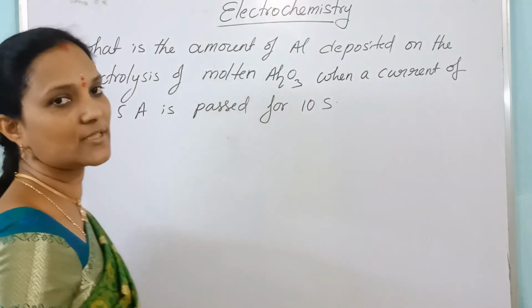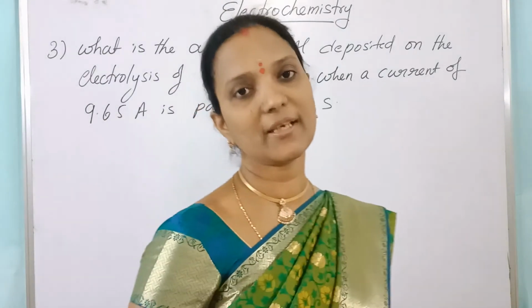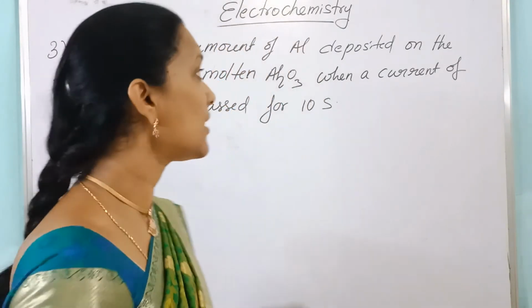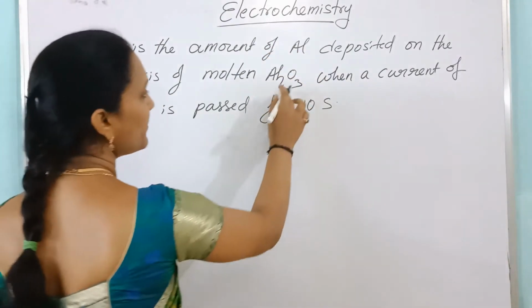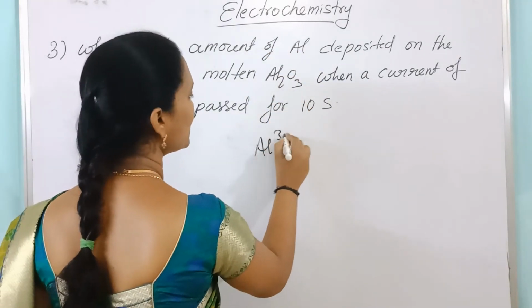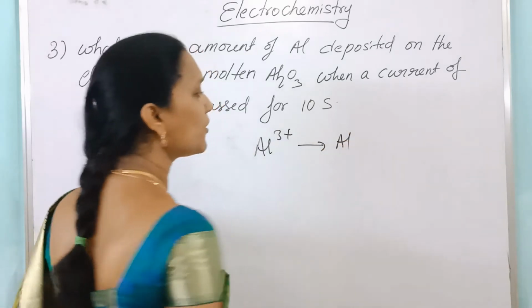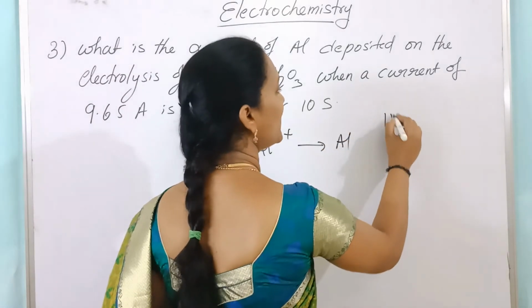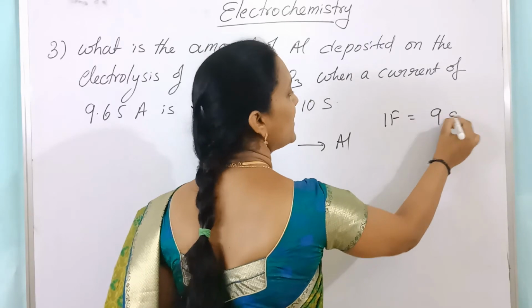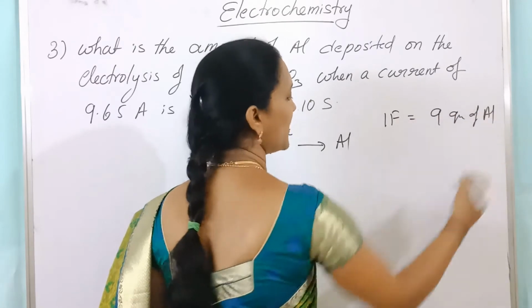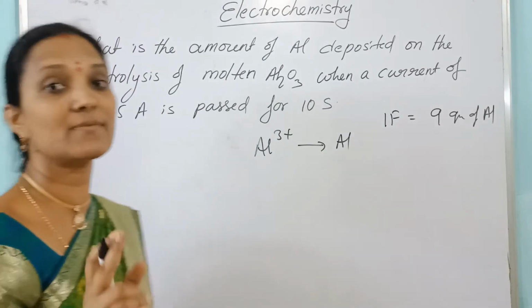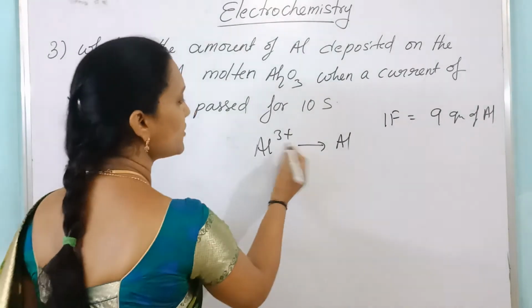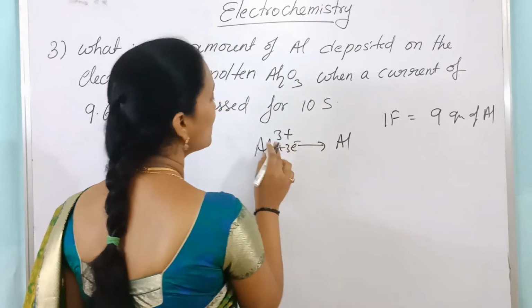So using W is equal to E into I into T by 96,500 we can use. Otherwise, how to solve this directly? Amount of aluminum formed from Al2O3, nothing but Al plus 3 changes to Al. Anyhow we learned that 1 Faraday gives how much aluminum? 9 grams of aluminum. Yes or no? In that list we learned 1 Faraday gives 9 grams of aluminum because it is 1 gram equivalent of aluminum. So anyhow like this also we can solve this.